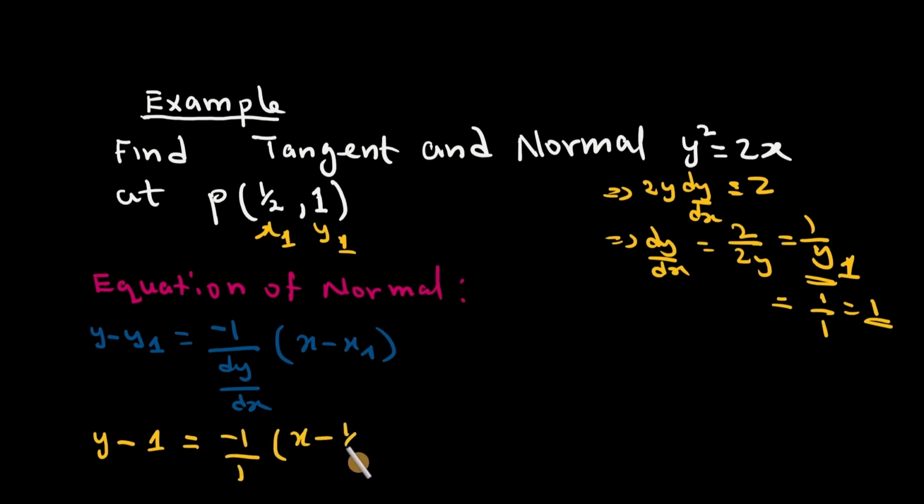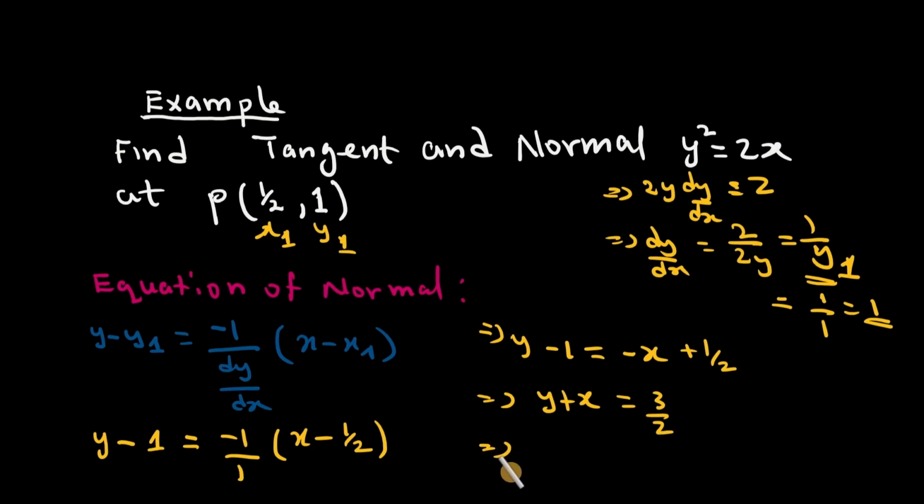(x minus half). You know the equation of the normal is also the equation of a straight line, which can either be in the intercept form or in the general form. So we need to rearrange this equation to be in the form ax plus by equals c. That is, y minus 1 equals minus x plus half. That means y plus x equals 3 over 2. Multiplying all through by 2, we have 2y plus 2x equals 3. This gives the equation of the normal.